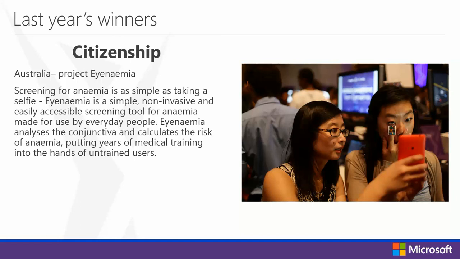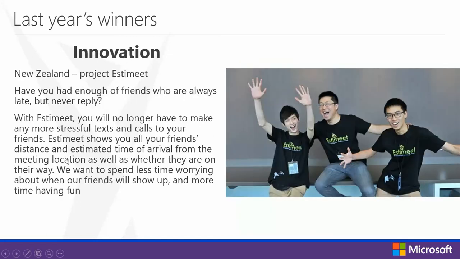In the citizenship category, some medical students came up with something really clever. They built an app that compares eye color to a color chart and uses image processing to see what color your eye is, and from that they can determine if you have anemia. So effectively diagnosing anemia by taking a selfie, and they're getting better accuracy than doctors. Pretty amazing.